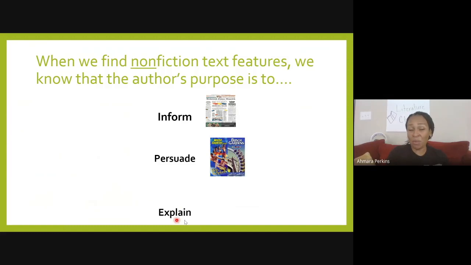The next one is explain. So again, in board game directions, the author is telling you how to do something. Same way in a cookbook, or directions on how to put something together. The author is explaining, telling you how to do something. So the 3 types of nonfiction author's purpose that we've reviewed are: 1, inform, provides information; 2, persuade, gets us to do something; or 3, explain, tells us how to do something.